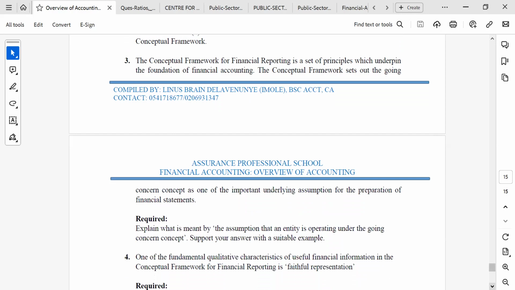Yes, now your hand is up. And Sinaidu, your hand is up. It means that the company is going to still be in operation for the foreseeable future. Okay.